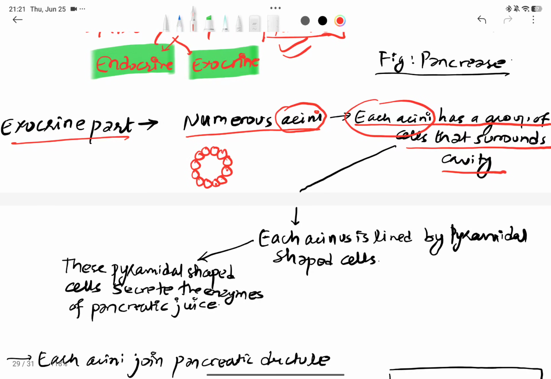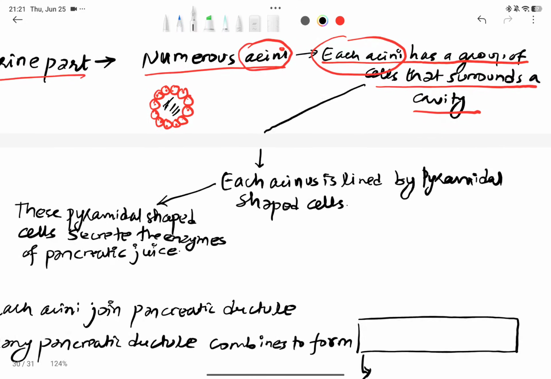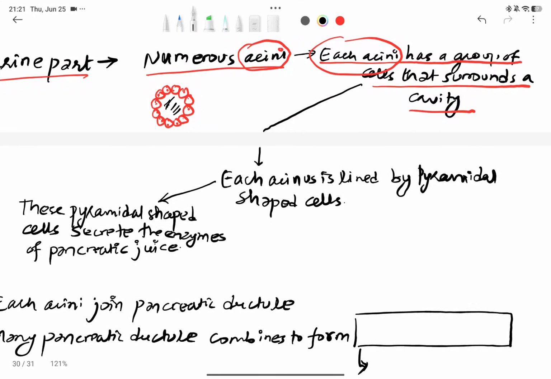So it contains numerous acini containing numerous pancreatic cells, and a large central cavity inside. The acinus is lined by pyramidal cells. These are the pyramidal pancreatic cells, looking like a pyramid.